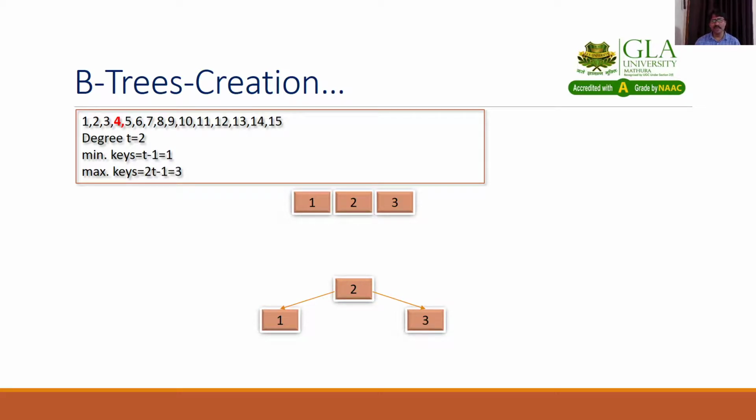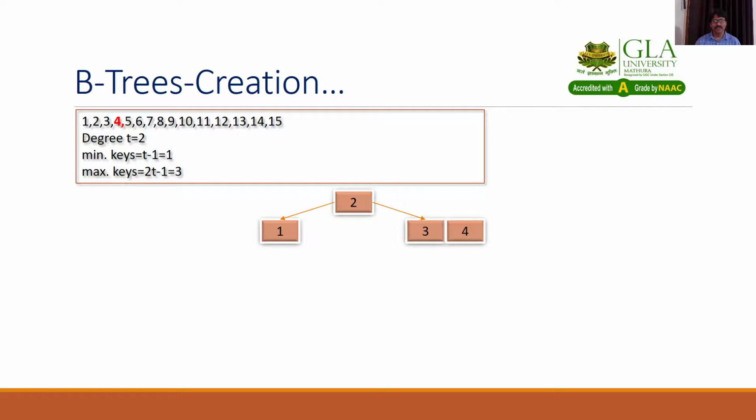Now you can insert 4 and 5. Here 2 has 1 in the left direction. You compare your key with the root. Then 3 and 4 are larger than 2, so first you insert 3. Then you compare 4 with 2. 4 is greater than 2, so it goes to the right side. 4 is greater than 3, so it goes to the right of 3. And 5 will also be there.